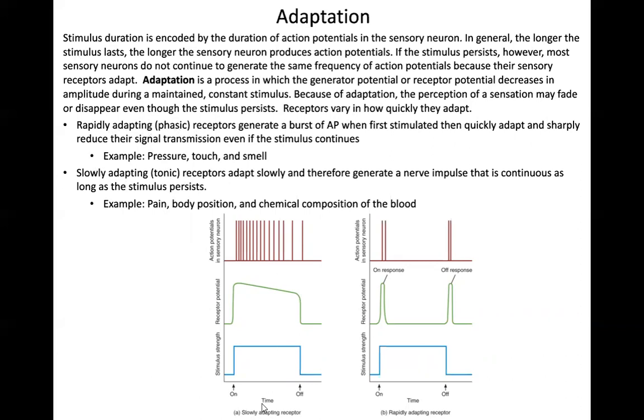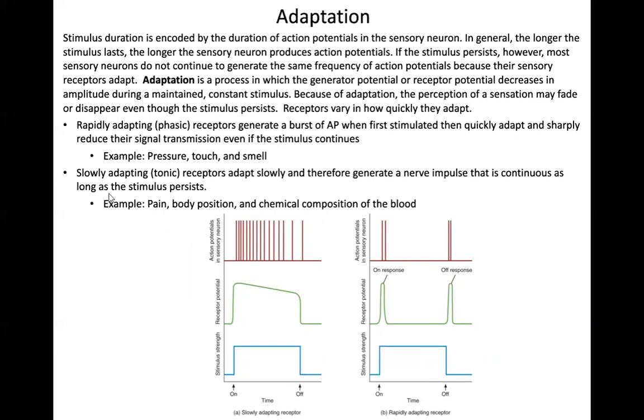Rapidly adapting, what we show over here on the right, do exactly what it sounds like. They adapt really rapidly. They generate a burst of action potentials when first stimulated, but even though the stimulus is still persistent, we see no action potentials till the very end when we have the off response. Examples would be pressure, touch, and smell. We smell it, we touch it, we feel it, but eventually it disappears and it does so pretty quickly.